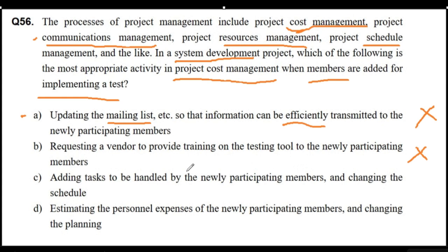And by the way, the one for letter A, it has something about updating. So we already have a mailing list that exists. So I thought that would reduce the cost, but turns out it's really not the correct answer according to the answers list. Going to letter C, it's saying that we add tasks so that the newly participating members can contribute, and for that we need to change the schedule. This one is also incorrect.